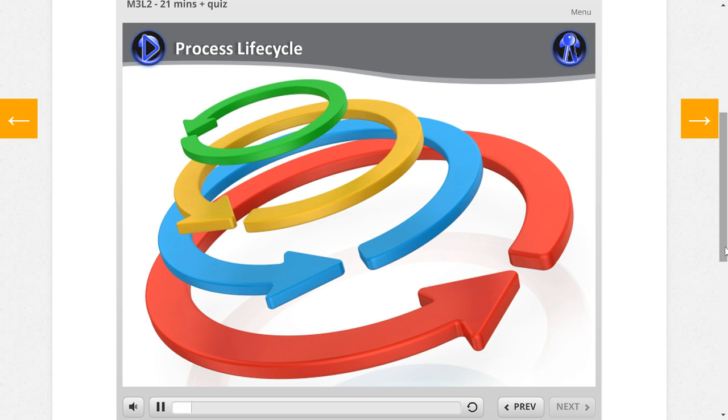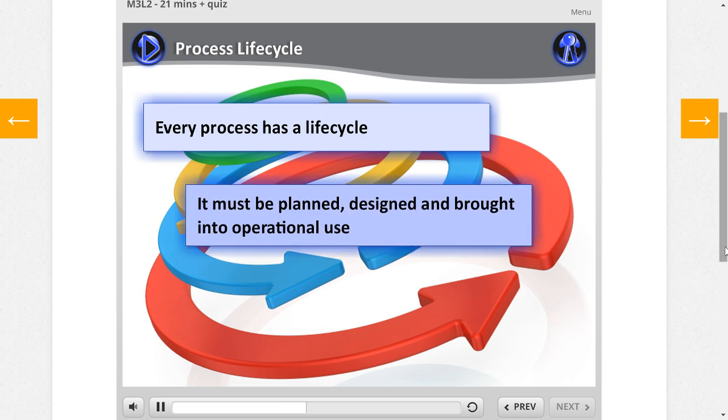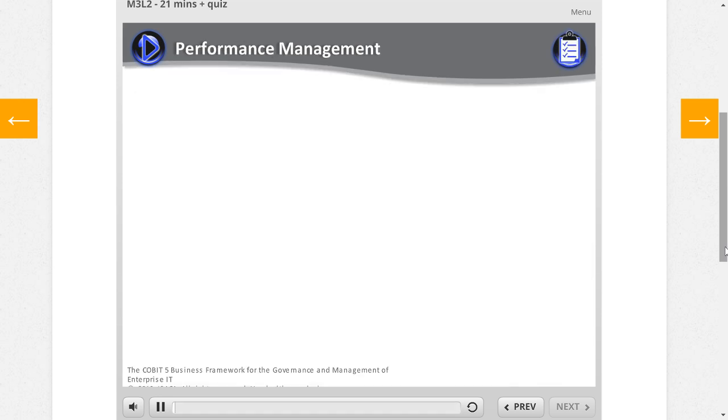Okay, that completes our examination of the Good Practices Enabler dimension. The last dimension we need to look at is the life cycle dimension. Every process has a life cycle. It must be planned, designed, and brought into operational use. Operational processes must be monitored and evaluated, and if necessary, improved or even retired. The COBIT 5 process assessment model can help you to manage this life cycle. You'll learn about it in Module 5. Okay, we've studied the process enabler dimensions. Now we'll move on to performance management.